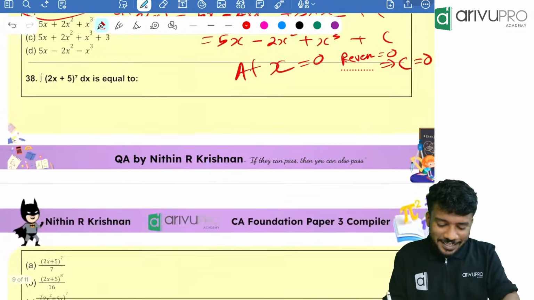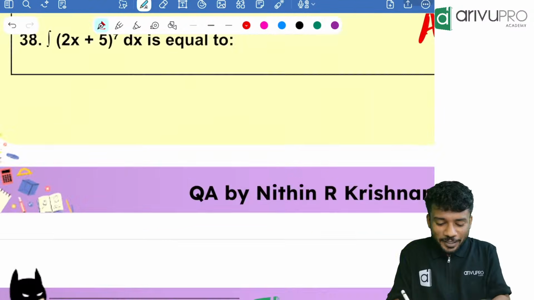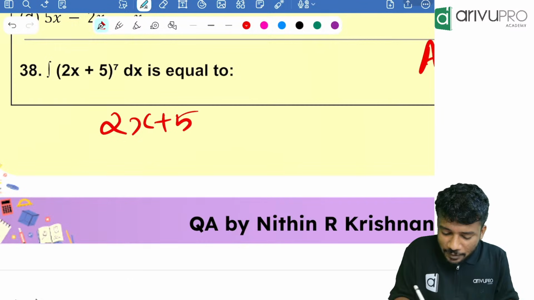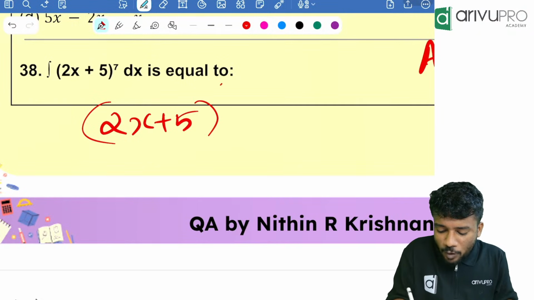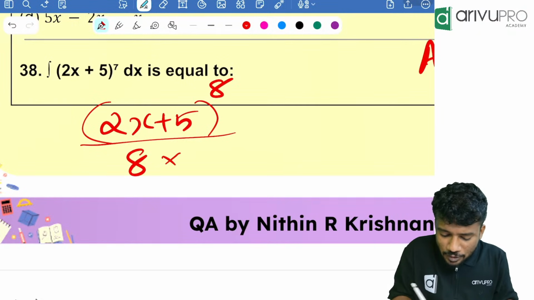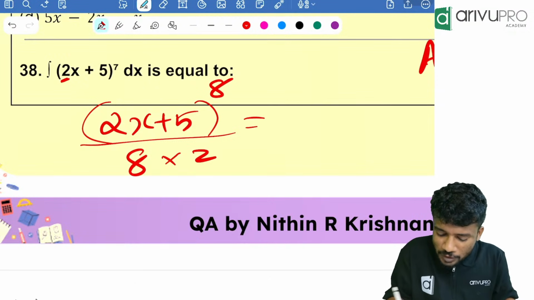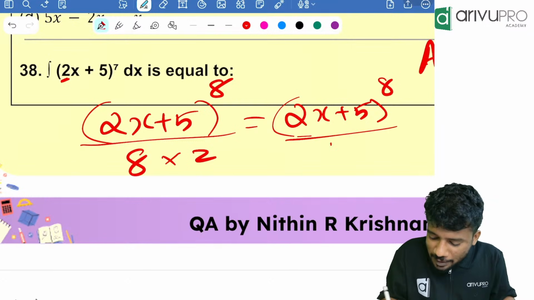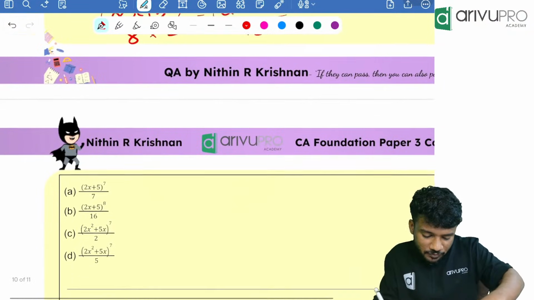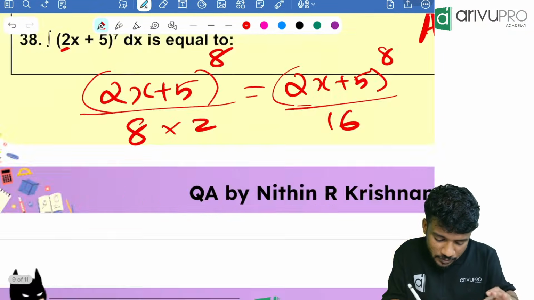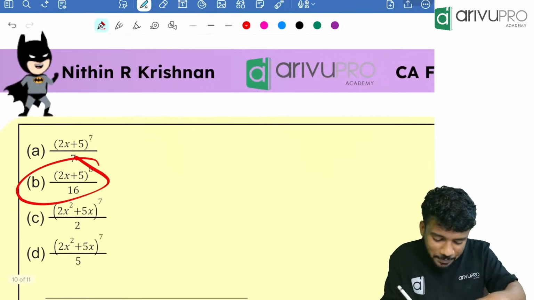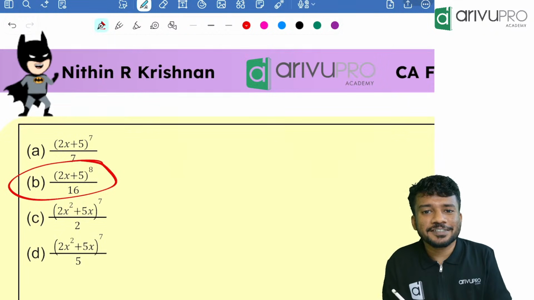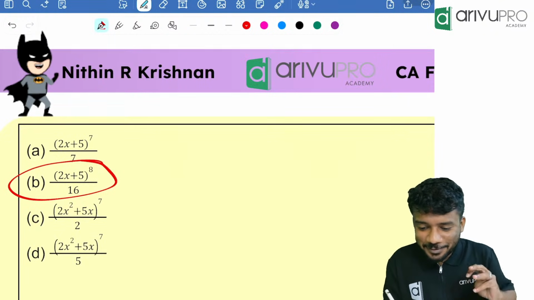Got the logic? Next question, a similar question, right? What did I tell you to solve this type of question? Write it like 2x plus 5, the whole raised to 7 plus 1 will become 8, divided by 8 into coefficient of x, that is 2. So the answer is 2x plus 5, the whole power 8 divided by 16. Very good. Option B is your right answer. I hope that you got it.